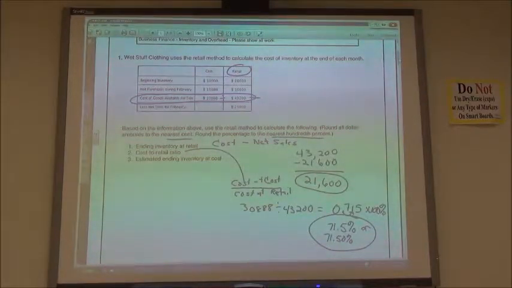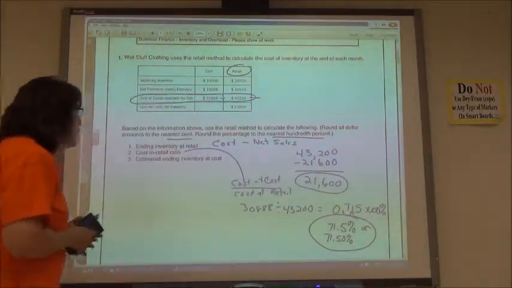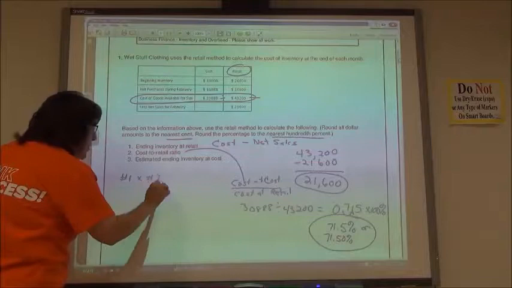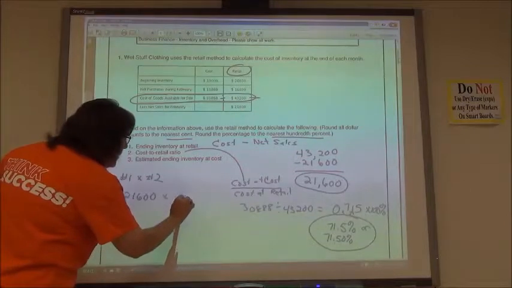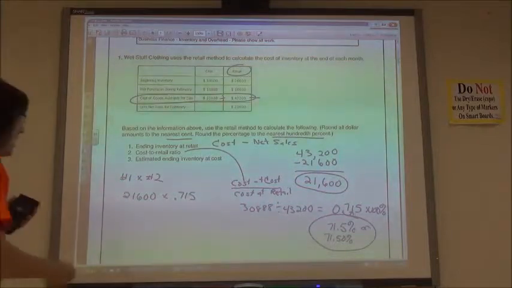And then we're going to do the third part of that, estimated ending inventory at cost. So what we're going to do is take the ending inventory at retail, which was our answer to number 1. We're going to multiply it by the cost to retail ratio, which is this percent that we found on number 2. So basically you're going to take the answer to number 1 times the answer for number 2. So my answer to number 1 was 21,600. We're going to multiply it by the 0.715 since we want our percent as a decimal. And so if we multiply that out, 21,600 times 0.715 gives me 15,444.